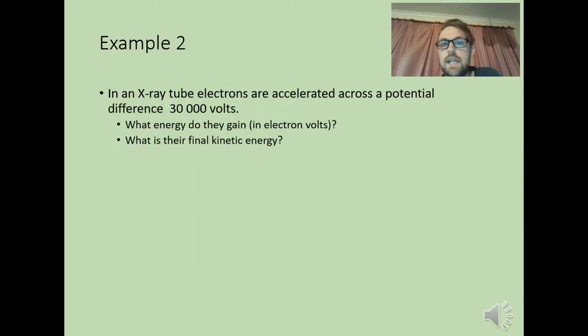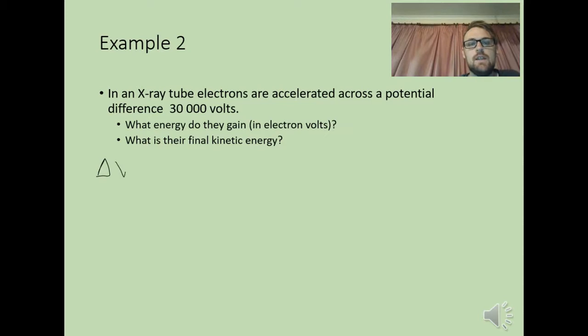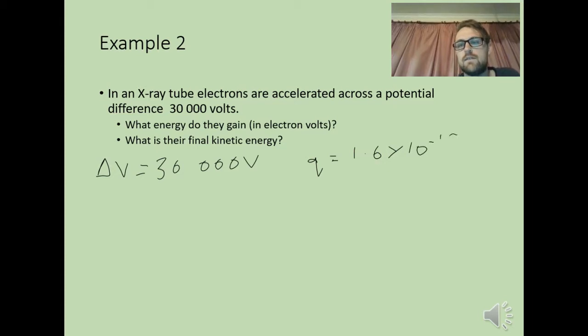So another example, in an X-ray tube, electrons are accelerated across a potential difference of 30,000 volts. So we already know delta V equals 30,000 volts. Okay. We also know that it's an electron. So the charge of an electron is 1.6 by 10 to the negative 19. All right. And we've been asked to work out the energy gain, so the change in energy, which is W. So we don't know that, but we do know the equation for it is Q times delta V.